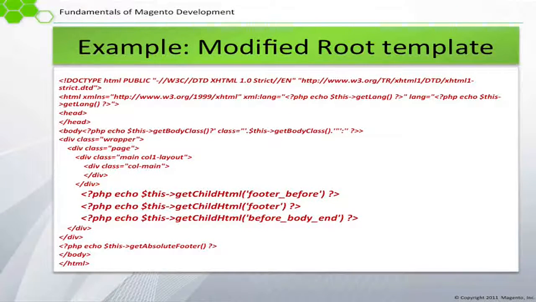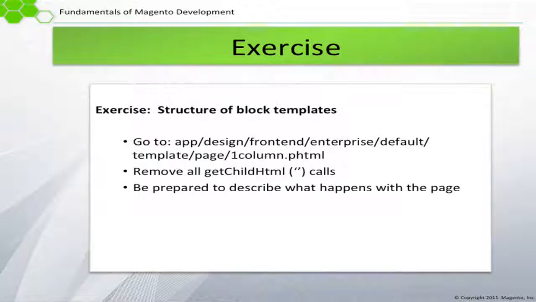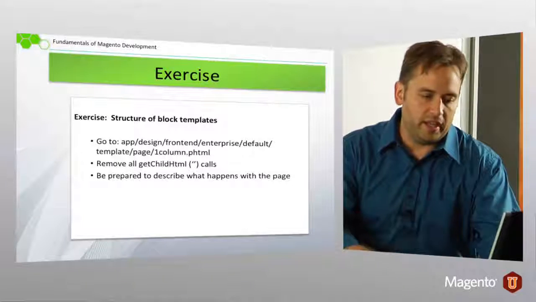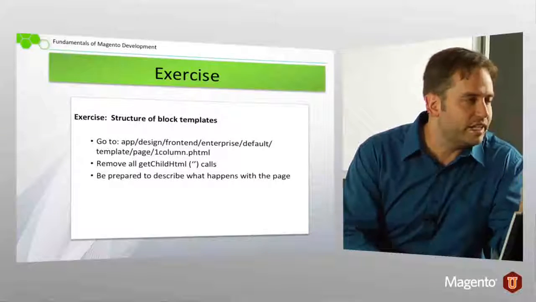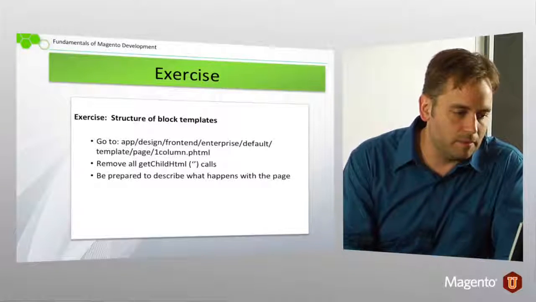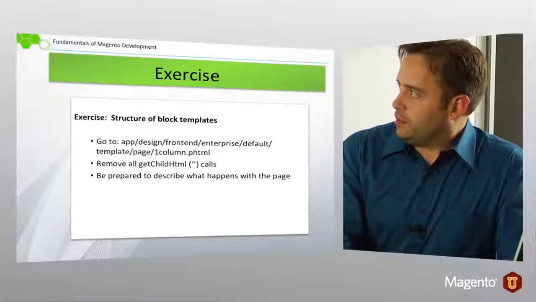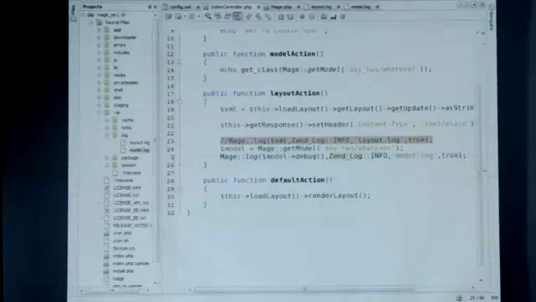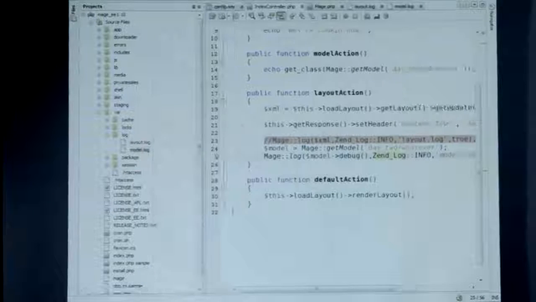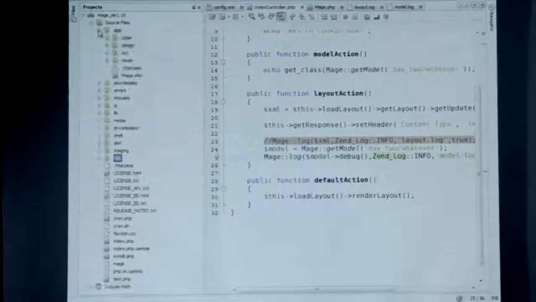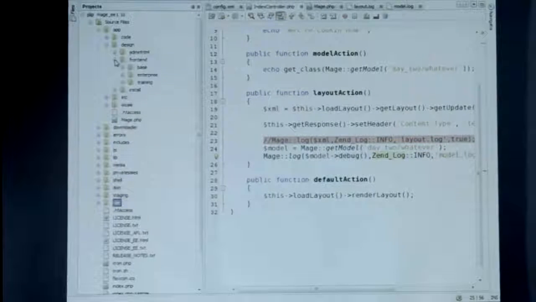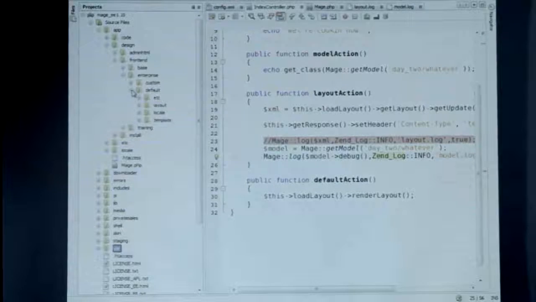All right, so I think the instructions are, go Enterprise default, template page, one column. I would recommend, rather than going through and deleting by hand, I just do a search and replace. You actually don't really have to do this. You can watch me do this. They pay me to type. So, app, design, front end, enterprise, default.